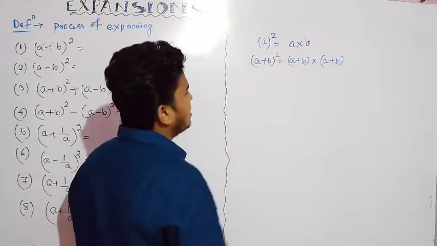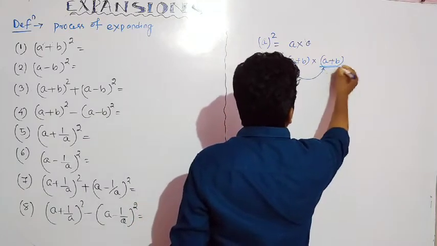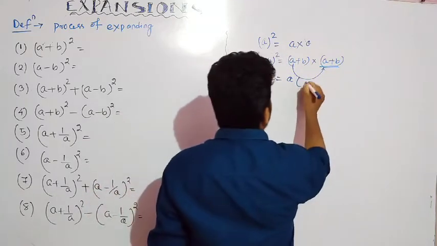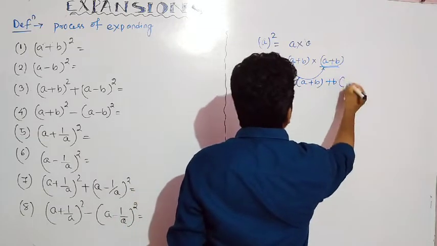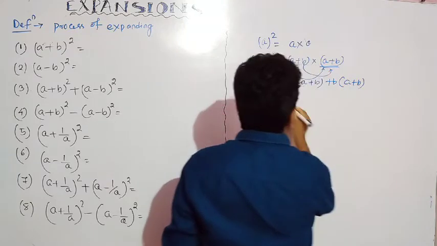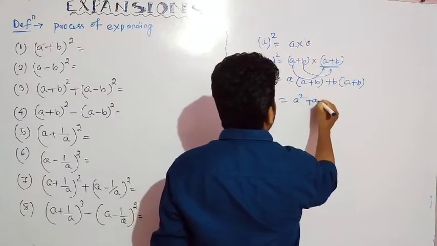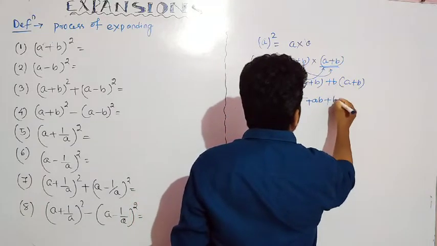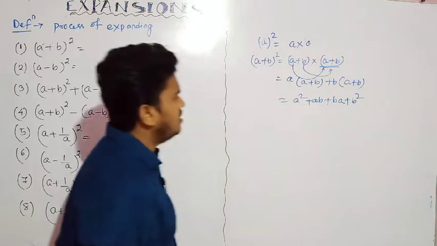Now we see how we can multiply. The first term a into this whole term, a into a plus b. Now which sign is here? Plus b. So plus b into again a plus b. So what happens here? a into a, a square, a into b, ab, b into a, ba, and plus b into b, b square.